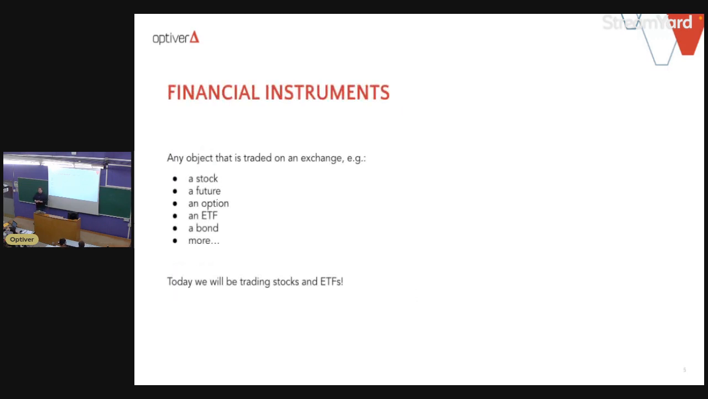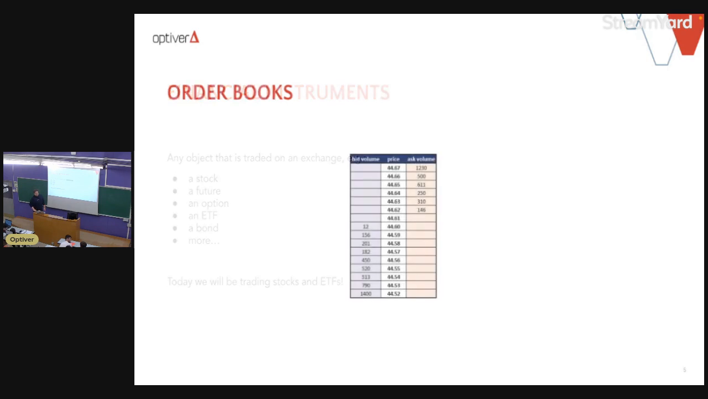So let's just talk about financial instruments, right? There are different financial instruments that you can trade on an exchange. There are stocks, which you probably all heard of, right? So stock in a company. There are futures, there are options, there are ETFs, which are called exchange traded funds. There are bonds, and a ton of more things. What we're going to focus on here is just stocks and ETFs. So a stock is like having a share in a company, and an ETF is like a fund which might, for example, have multiple stocks in it, right? So those are the two instruments we're going to focus on here.